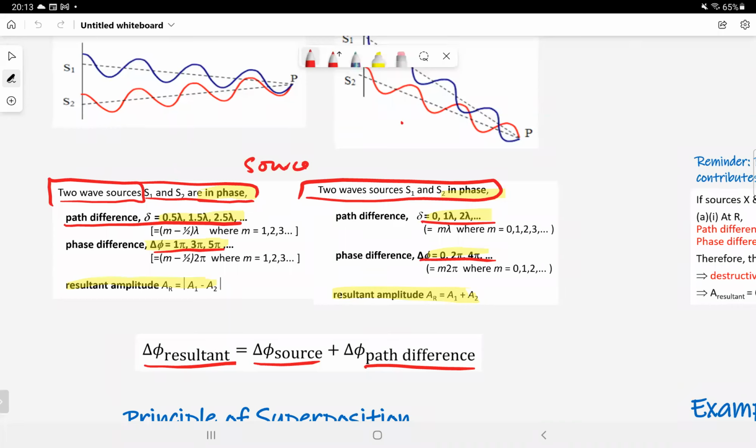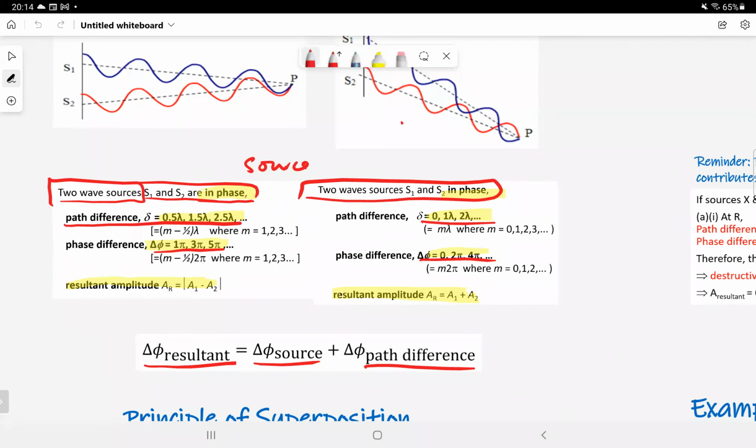And go back to that source. What is the source doing? The source is simply doing some SHM. SHM at the source leads to the surrounding particles also vibrating, also doing SHM, and they disturb down the chain. So you form a wave. So at any point where you have a wave arriving, the particle is trying to vibrate, because someone is disturbing it.